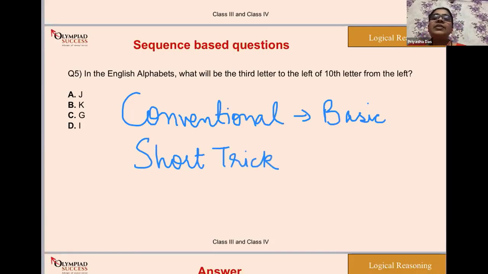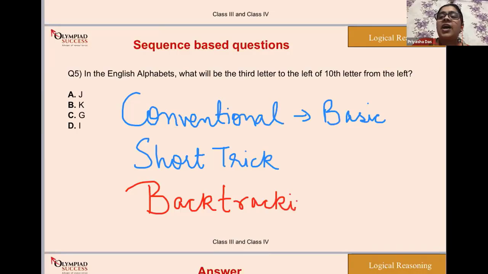For the conventional method, I'll request you to take the method which is known as backtracking. What do we understand by backtracking, guys? We have to start reading the question and start solving the question from the end. So tell me, in the English alphabets, which letter is the 10th letter from left? If I say left, it means A, B, C, D like this till Z.